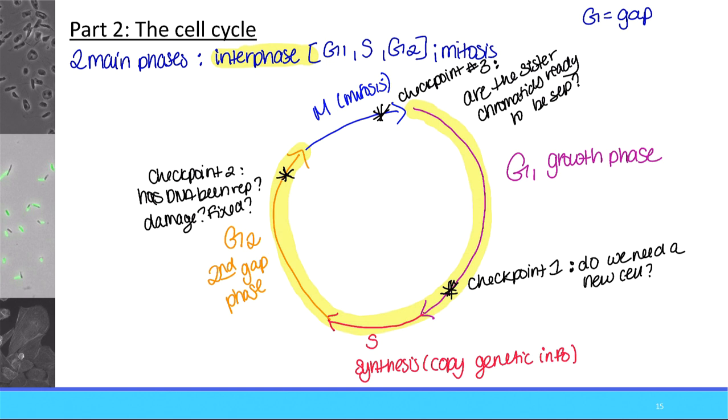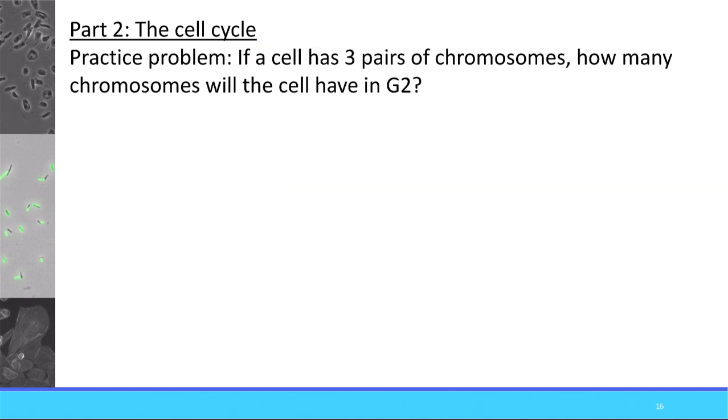So now, based on what we have learned so far, let's go ahead and do a quick practice problem. So in this practice problem, we are going to figure out if a cell has 3 pairs of chromosomes, how many chromosomes will the cell have in G2. So again, I encourage you to go ahead and pause the video and try to work through this problem.